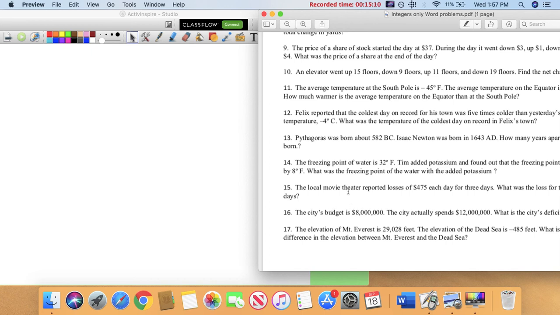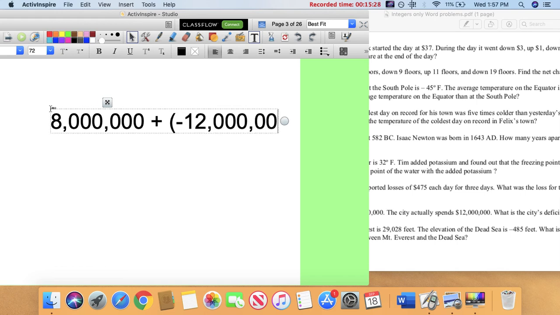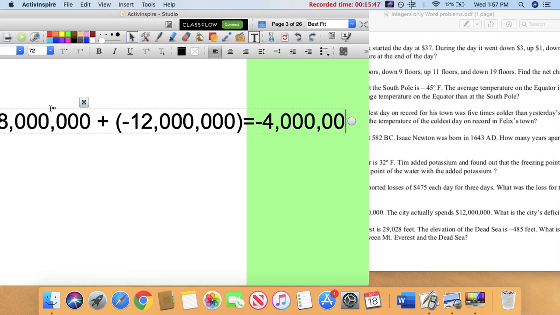Okay. And then 16. The city budget is $8 million. The city actually spends $12 million. So the city has in their bank account this much money. Right? It's a good thing. It's a lot of money. But they miscalculated something, and they actually end up spending this much, which means they're going to be in deficit, which means they're going to be owing. So how much? Well, there's definitely more negatives. If you subtract 12 million from 8 million, you're going to have negative 4 million. So this city is going to be $4 million in debt.